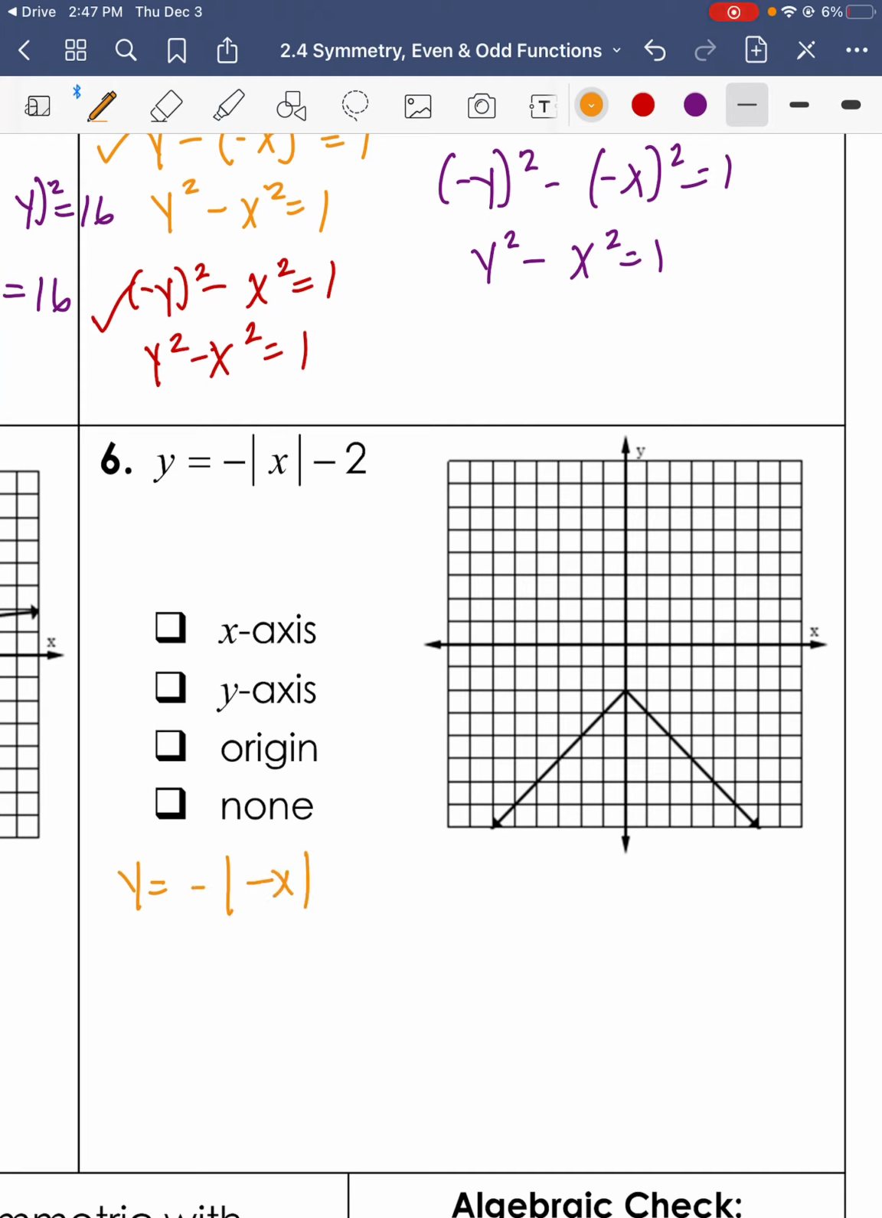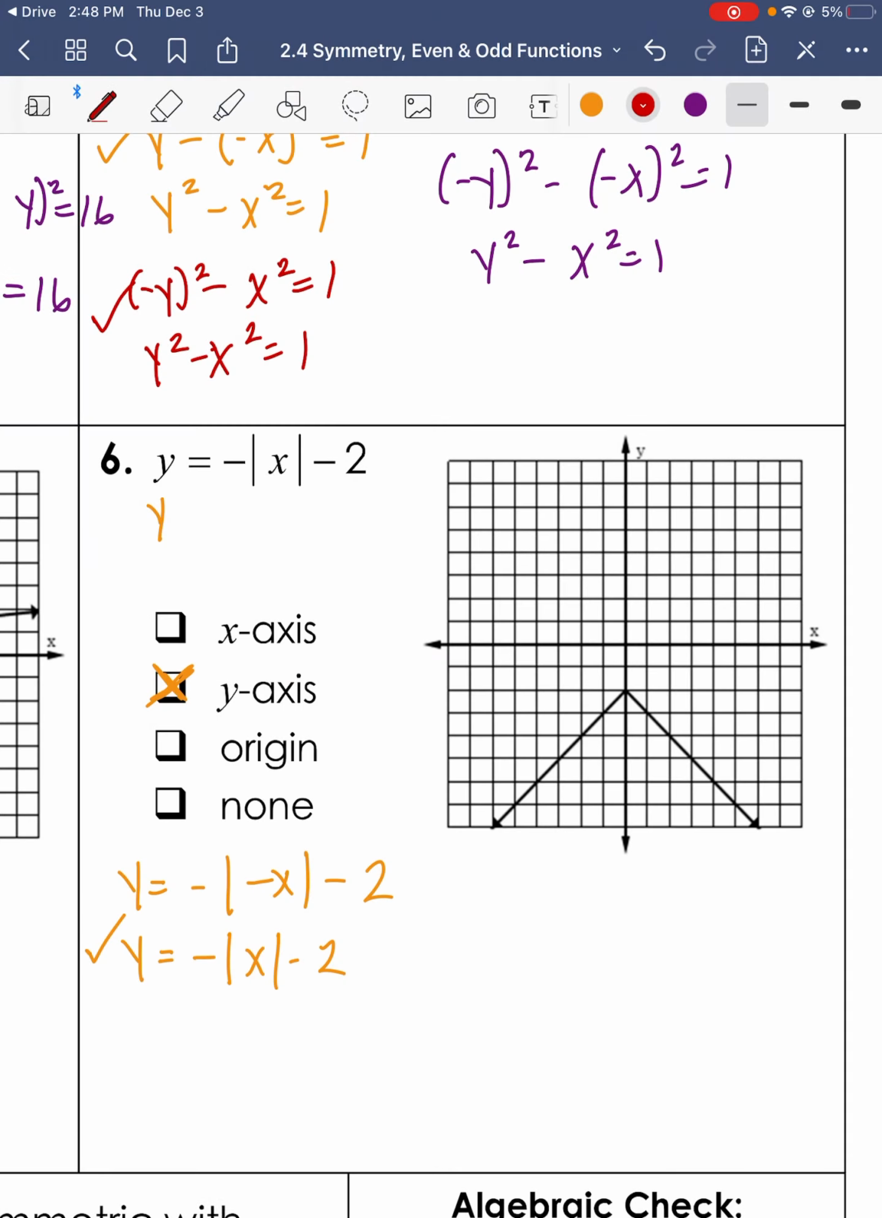negative absolute value of negative x minus 2. Okay. And here we have y is equal to, well, if we take the absolute value of a negative x, that's going to just be x. So the absolute value of any negative number is just the positive version of that number. And we see here that we end up with the same equation again. So we have symmetry about the y-axis.